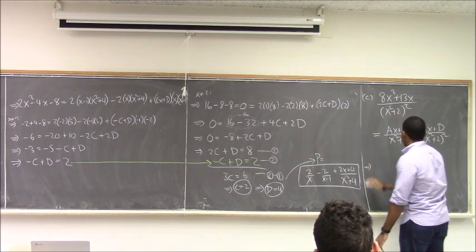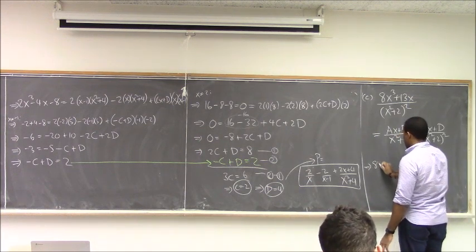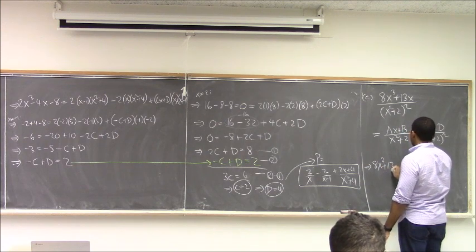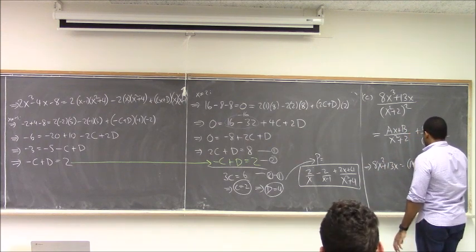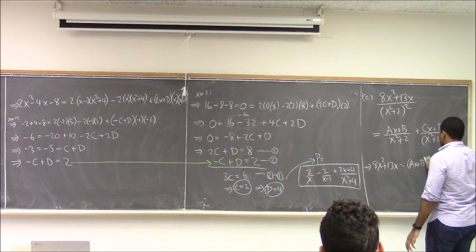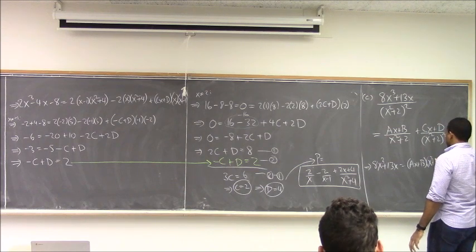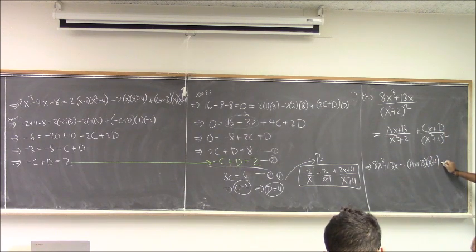Multiply both sides by the denominator on the left, I would have 8x cubed plus 13x equals ax plus b times x squared plus 2, plus cx plus d.